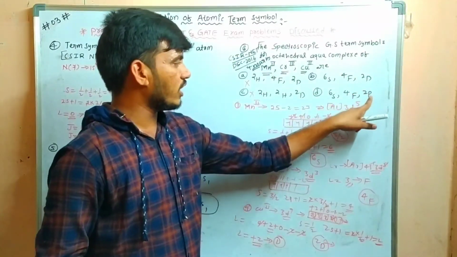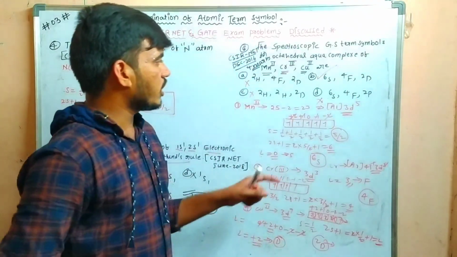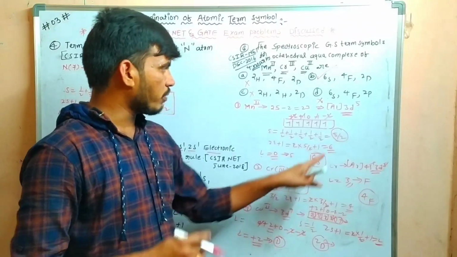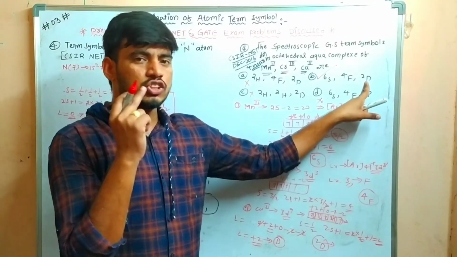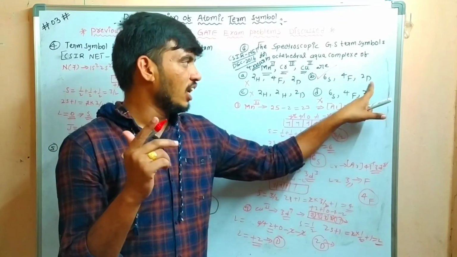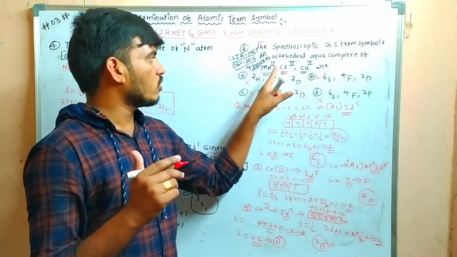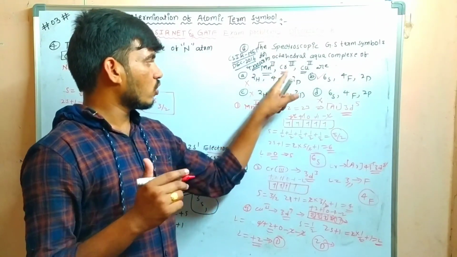Here this is 2D and 2P. So this is not a correct answer. So B is the correct answer, because here the copper 2+ complex has an L value of 2. It means the designated state is D. So 6S, 4F, 2D are the ground state term symbols for these Mn2+, chromium 3+ and copper 2+ complexes.